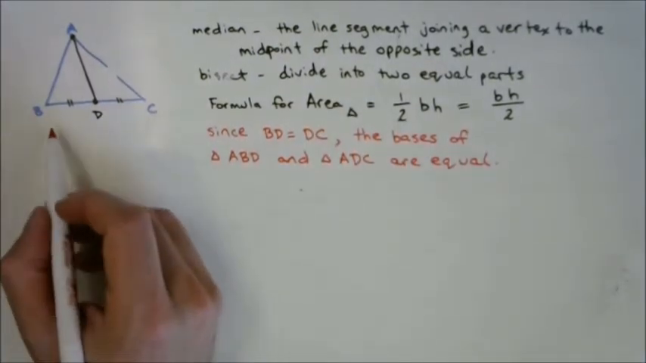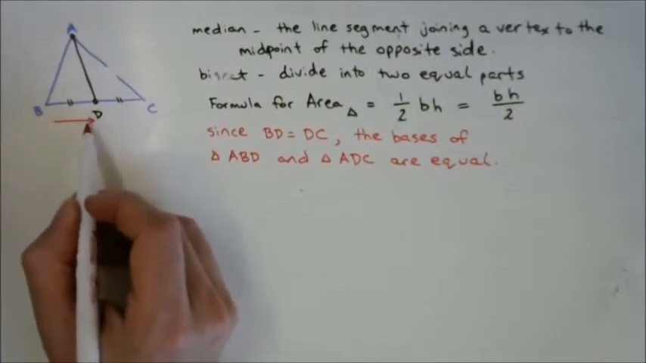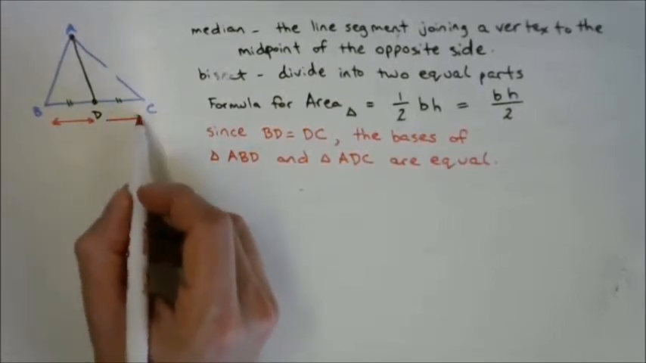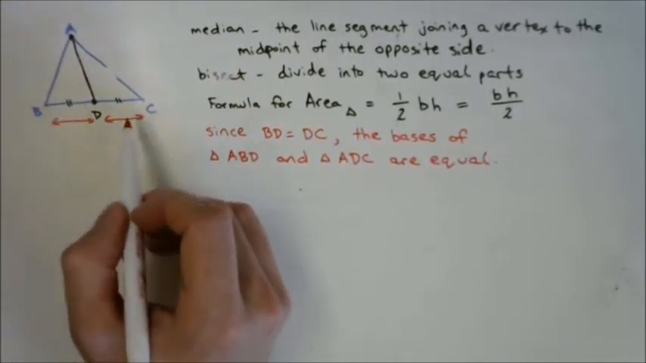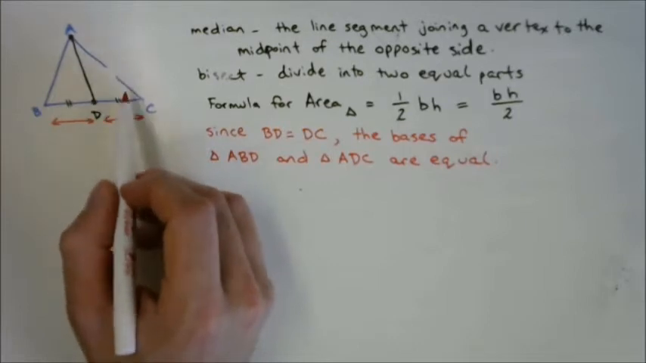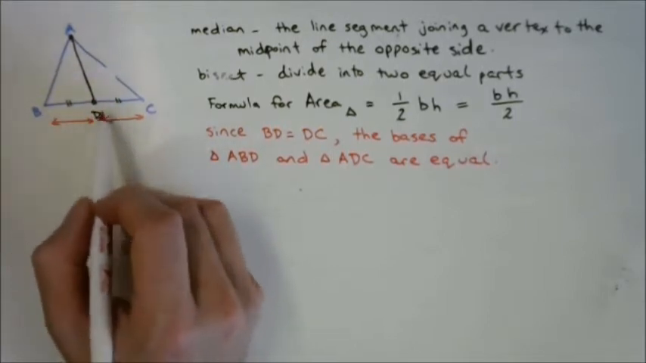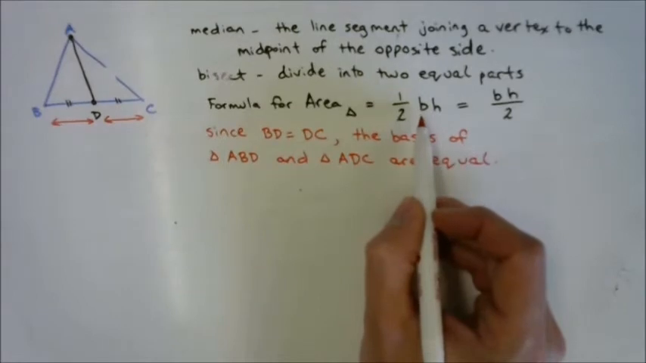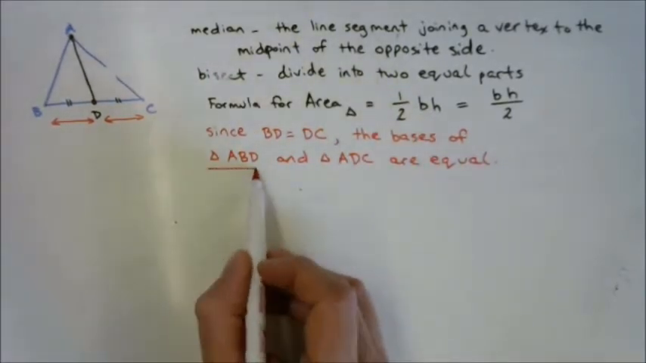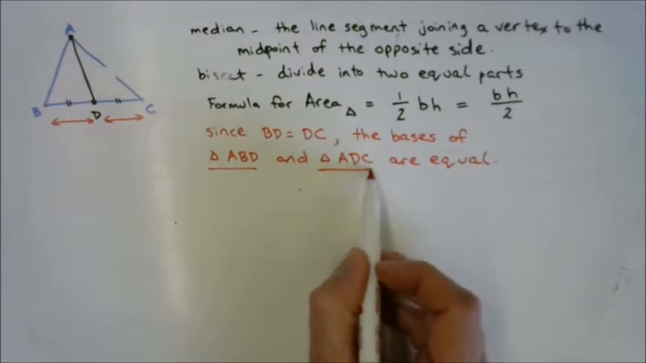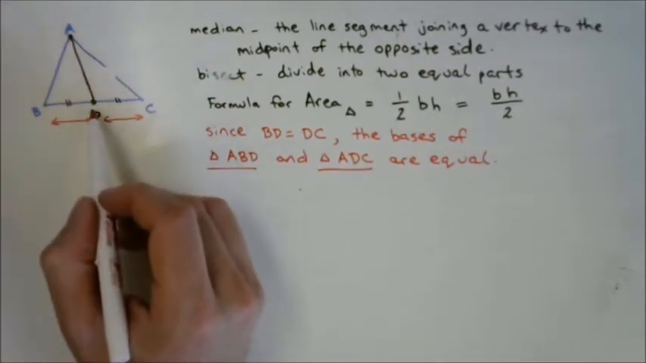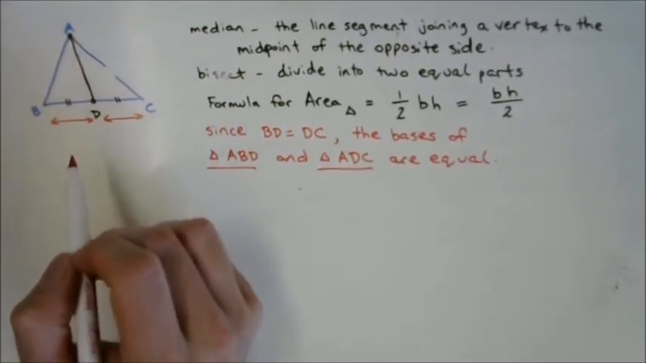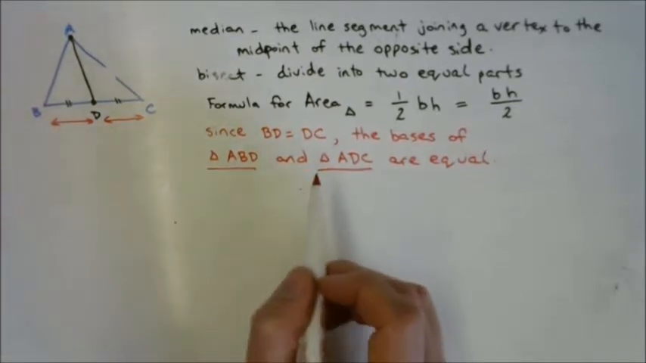Okay? We're saying since BD is the same length as DC, this is the base of ABD, and this is the base of ADC, then those triangles actually have the exact same length base. So the B in the formula for one triangle is the exact same as the B for the formula in the other triangle. They have to be. Because AD is a median, that makes D a midpoint, which means these guys are equal. So that's proven by the drawing already. We have to state it.